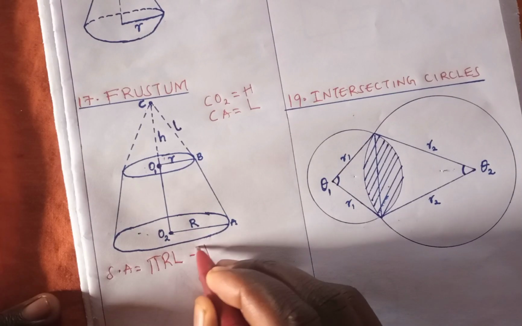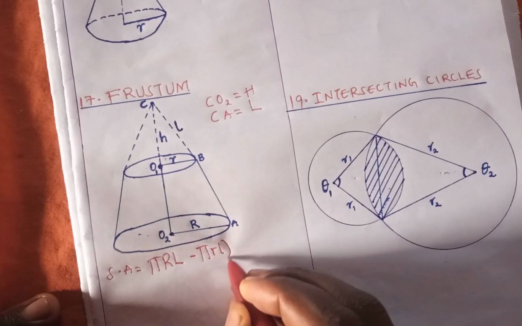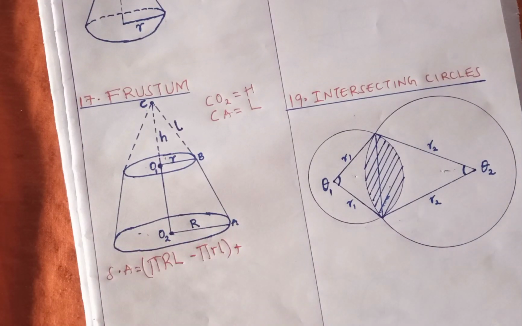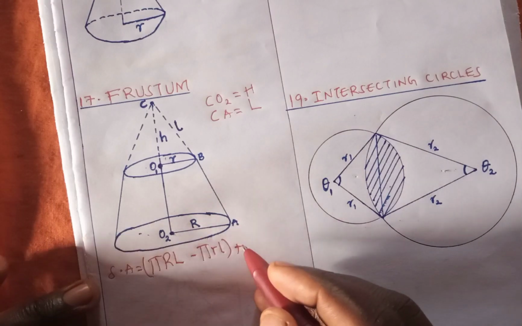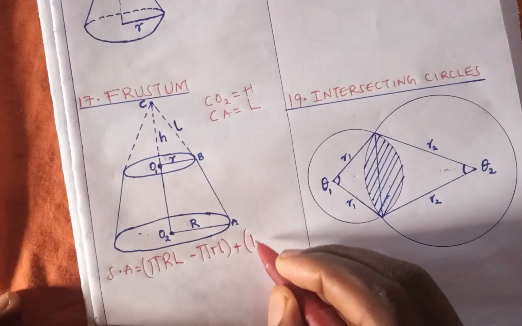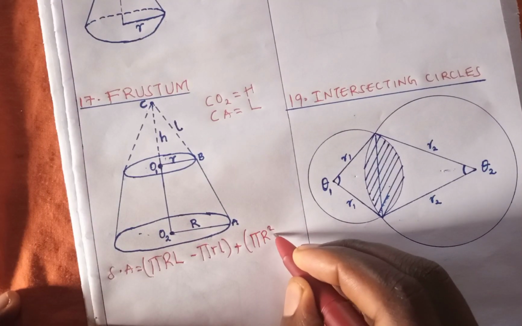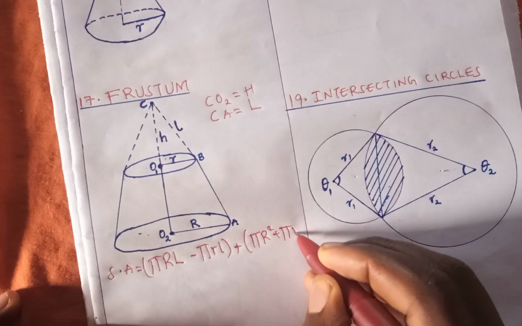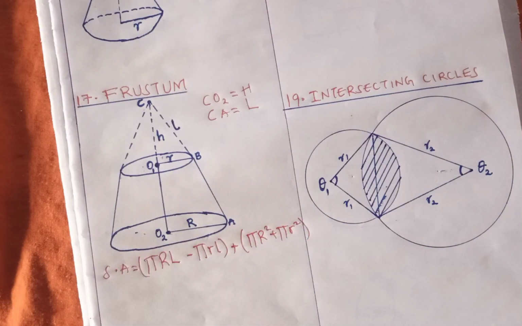the pi r l for the smaller cone, plus the area of the two circular bases, represented by pi r squared plus another one that is pi r squared. So when you have that formula, you can easily find the surface area of the frustum.